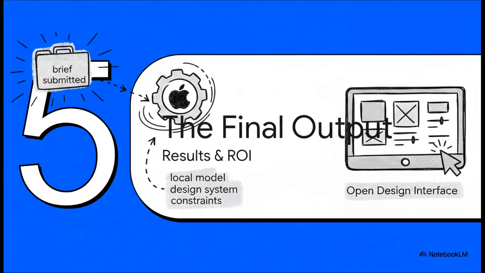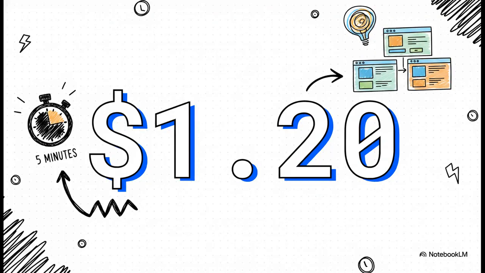Section 5, the final output. So the crucial point is right here. 5 minutes, $1.20. That is the astoundingly low cost and incredibly fast turnaround time it took to generate a completely clean, feature-complete website. I mean, for less than the price of a cup of coffee, this tool emulated our exact requested color palette, built out proper feature sections, created styled buttons, and generated completely realistic copy.